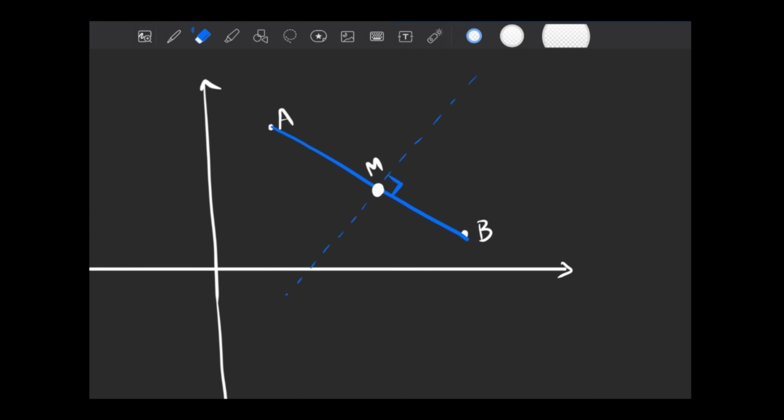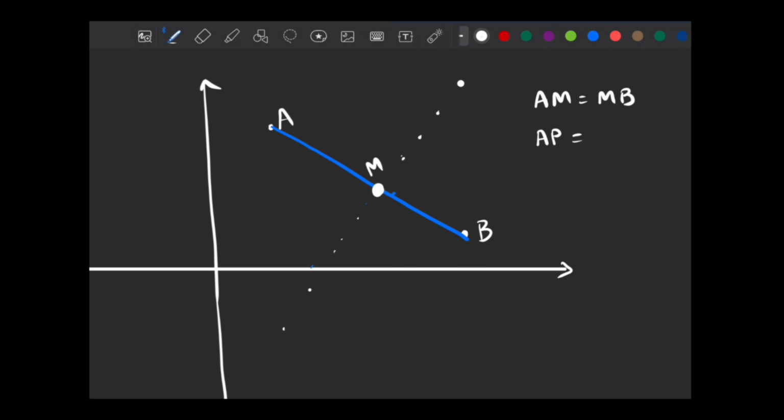Now we don't actually know that this is the locus. I'm just marking a midpoint M on the line AB. So since it's the midpoint, we know that AM equals MB. Now I'm going to pick any general point P, which is an equal distance away from A and an equal distance away from B. So if that is the case, then AP must be equal to PB. For example, if this is a point P, which is an equal distance away from A and an equal distance away from B, then this length PA will be equal to this length PB.